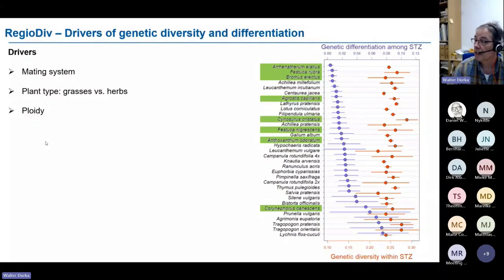In the figure you see here, I ordered all species according to their genetic differentiation among seed zones from top to bottom. As before, Arrhenatherum is the species with the lowest differentiation. And I marked the grasses in green. What you do see is, of course, there are grasses which are hardly differentiated, but similarly, there are herbs which are only very weakly differentiated. And in contrast, there is even a grass that is among the most differentiated species that we find. So it's not as easy as to say grasses are not differentiated. This is not the case.